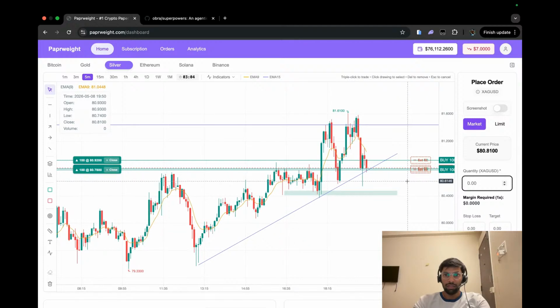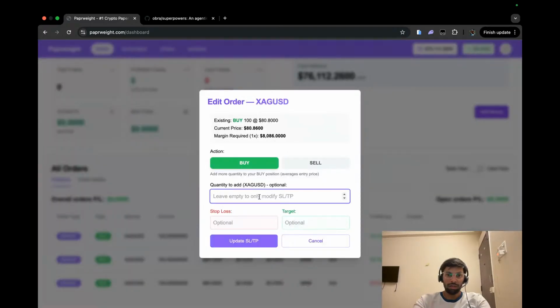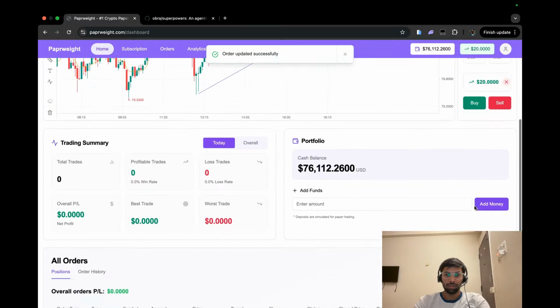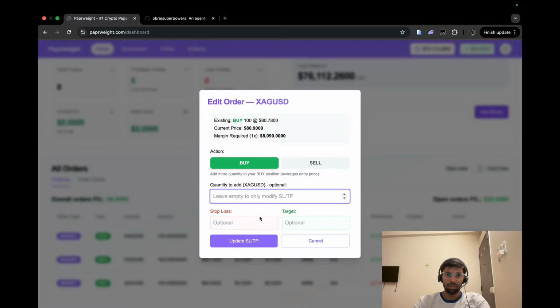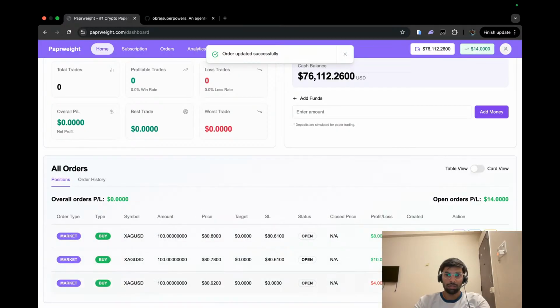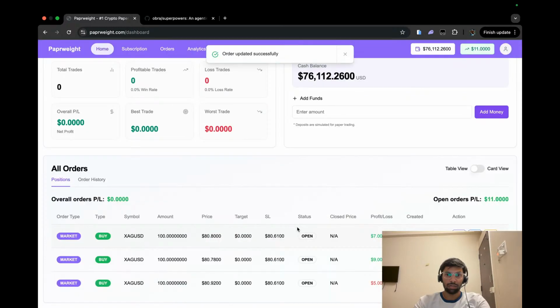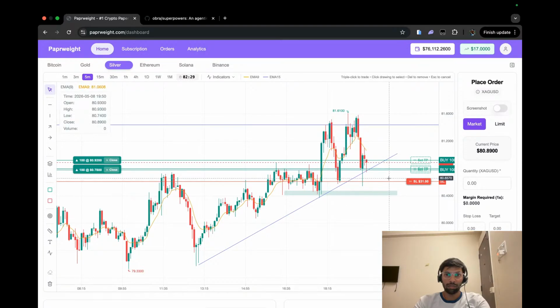Let me set everyone's stop loss at 8061. 8061. Control X. Yes. Update SL. Update SL. Okay, all right. I think I've set the stop loss over here.